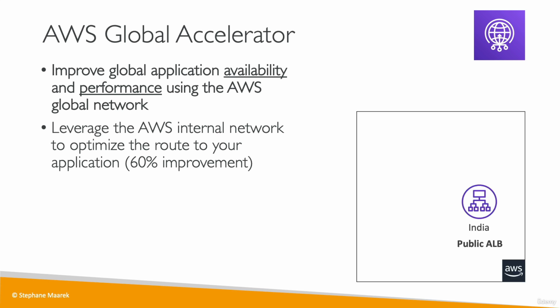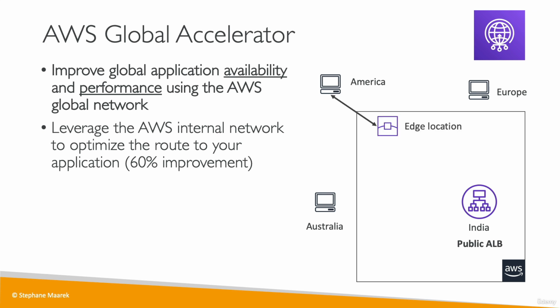So let's take an example. We have deployed an application load balancer in India, and users all around the world want to access our application. What they will do using the Global Accelerator is actually connect to an edge location, and the edge location will be routing the traffic directly into India. The benefit we get out of it is that the traffic on the public internet only happens between America and the closest edge location, and then it leverages the private AWS network to speed up the connection from the edge location to your application load balancer. So this is the same for Europe, and this is the same for Australia.